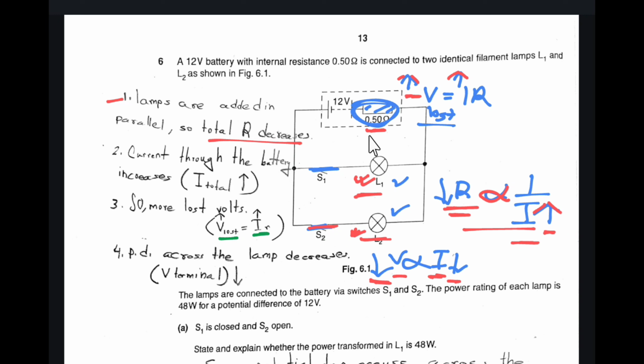lost volt increases, that means the voltage across this resistor increases, therefore the voltage across these resistors decreases. As the voltage across these resistors decreases, we know that voltage is directly proportional to current, so as voltage decreases, current decreases, and therefore the terminal voltage V terminal decreases, and the current across these resistors decreases.